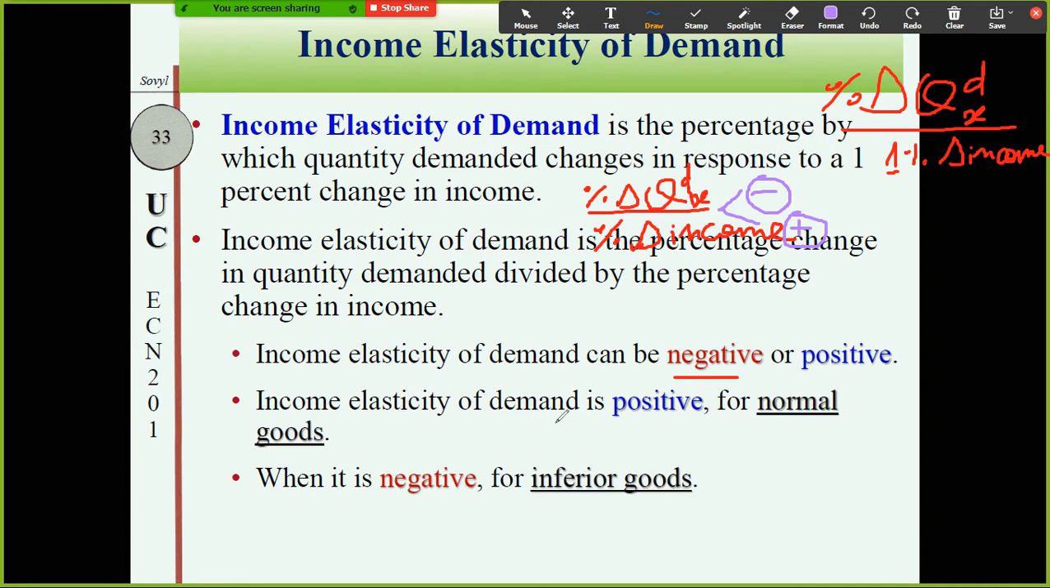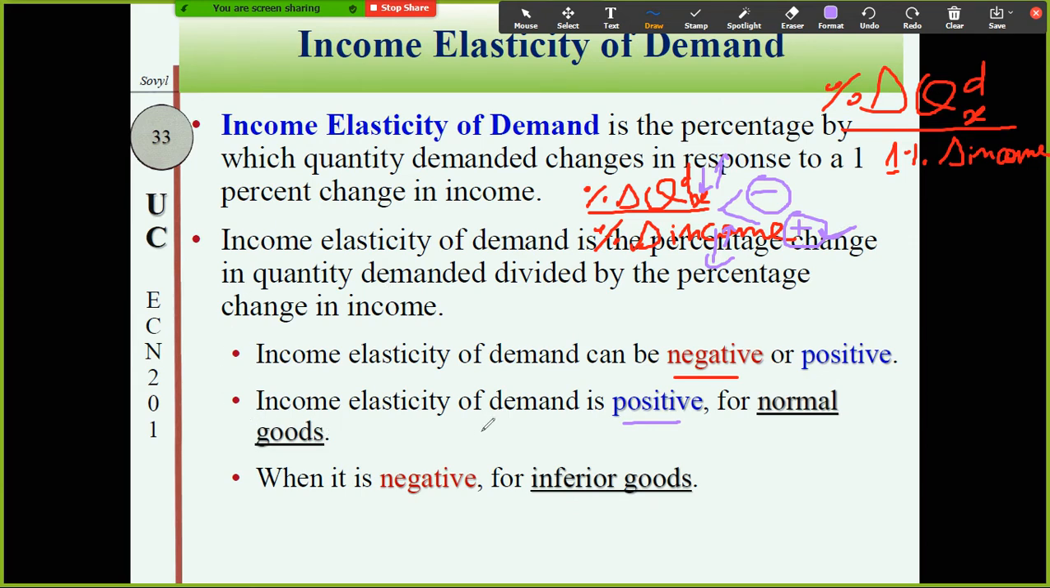Income elasticity of demand has a positive sign for normal goods. What does it mean, normal goods? From the previous chapter, normal goods refer to all goods whose consumption increases when the income increases. Okay, it means consumption increases when income increases, that's why positive. Or consumption decreases when income decreases, that's why positive.